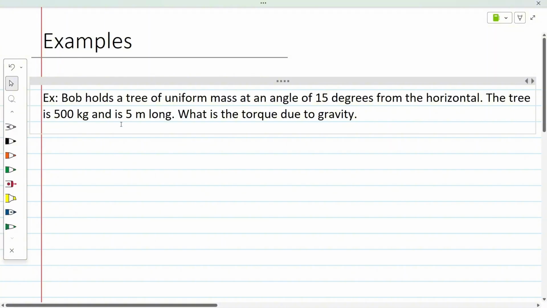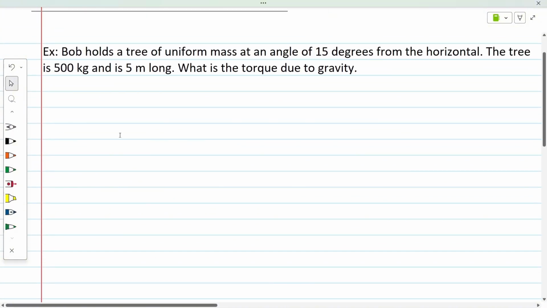Okay, so we have: Bob holds a tree of uniform mass at an angle of 15 degrees from the horizontal. The tree is 500 kilograms and is 5 meters long. What is the torque due to gravity? So we're only trying to find one torque here, and it's the torque applied to the tree due to gravity.